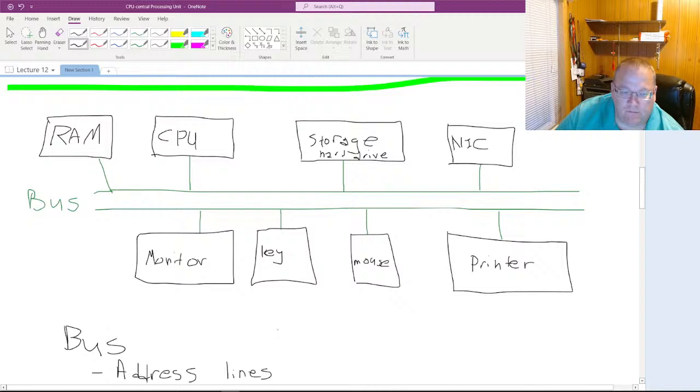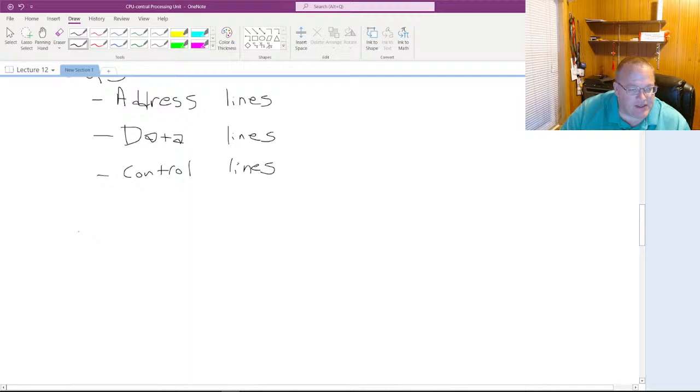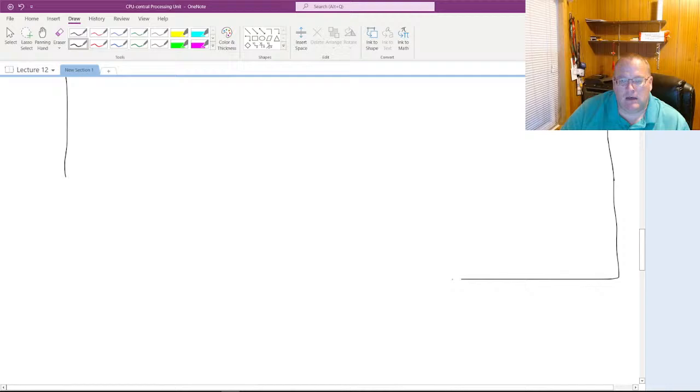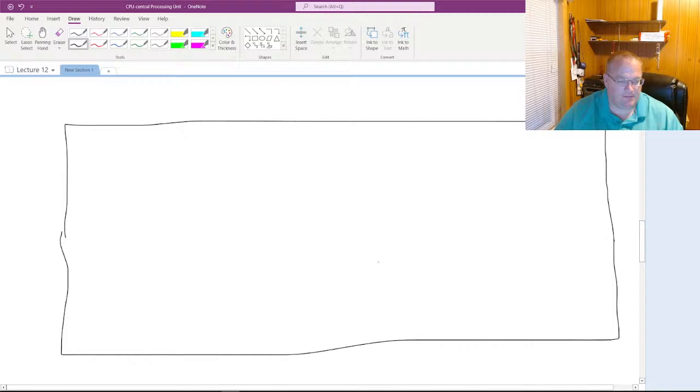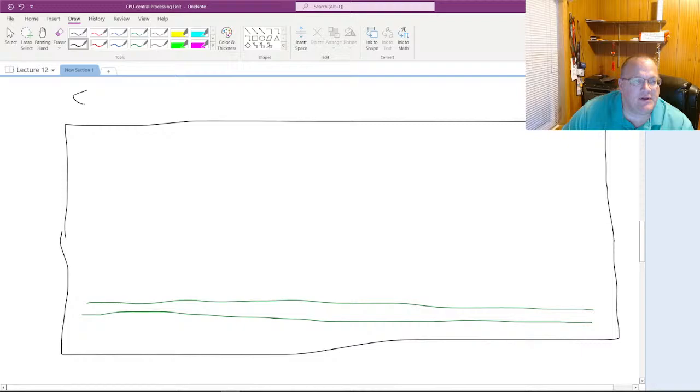Now, oh yes, okay. Inside of our CPU, I'm going to draw another diagram, and this will probably be more accurate. I'll try to get this all in one screen here so we can see it. Okay. So what's going to happen is we're going to have this bus. Now this is the whole thing. The whole thing is the CPU.